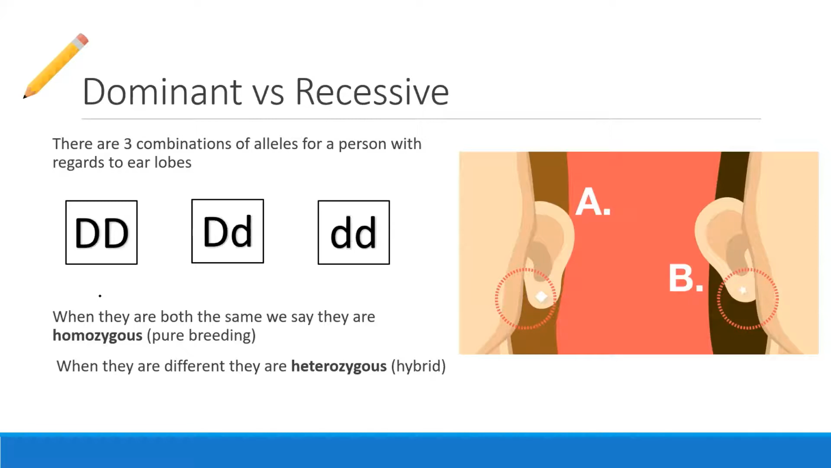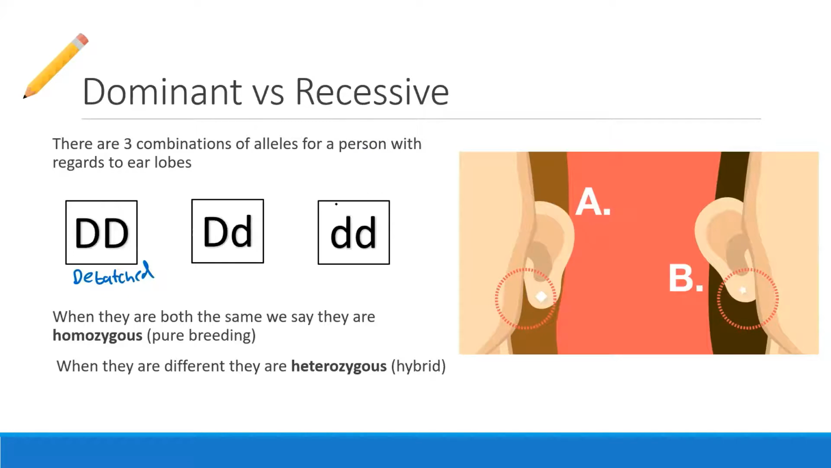Wait, say the question again. Okay, listen carefully, Alethea. If I get a detached dominant trait from mum and a detached dominant trait from dad, what do you think my ears are going to be? Detached. Yeah, detached. Both of these are detached, so therefore you are going to have the detached earlobe. Let's look at the other one.